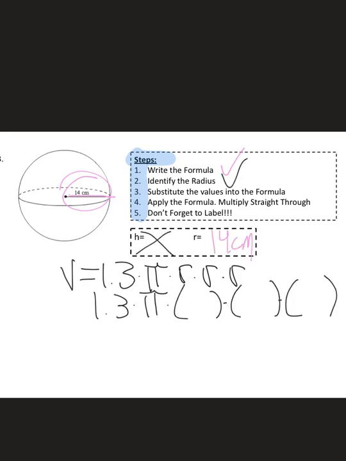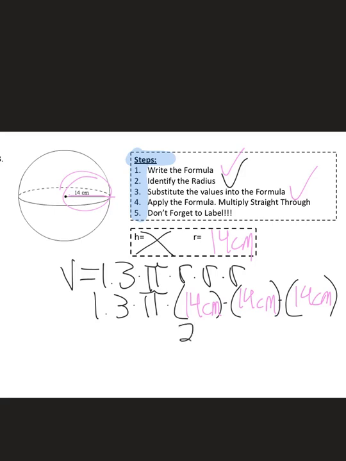And now we need to substitute the values into the formula. So instead of the letter r, I'm going to put the actual value for radius, which is 14 centimeters. I have to put that 3 times. So there we go. Step 3 is done. We substituted the values. And now we have to apply the formula, which is multiply straight through. So it's 14 centimeters times 14 centimeters times 14 centimeters.